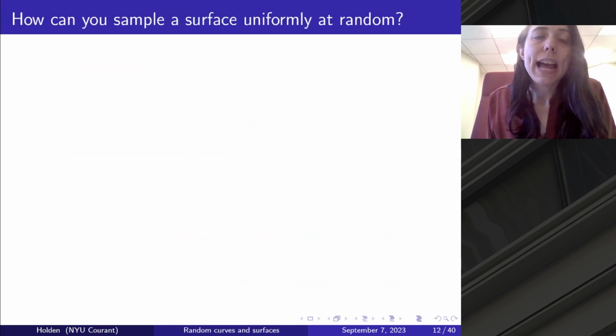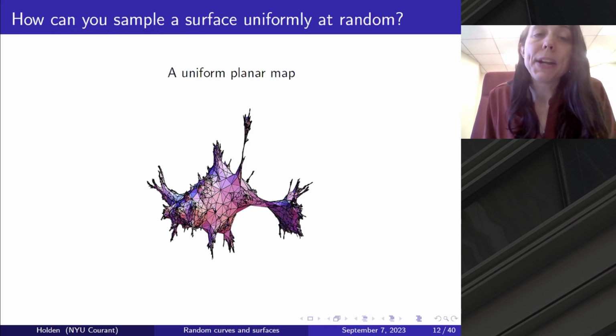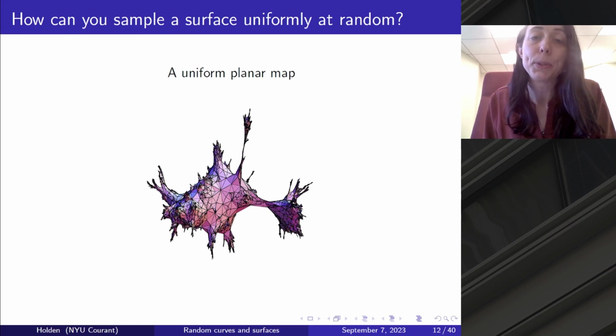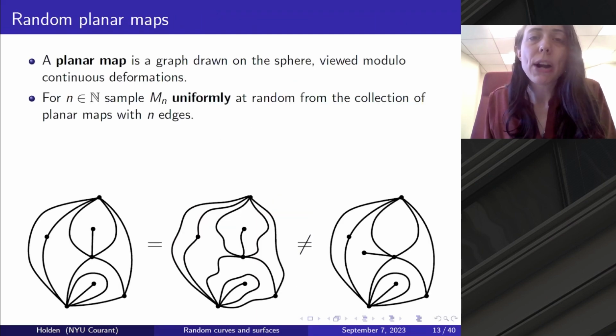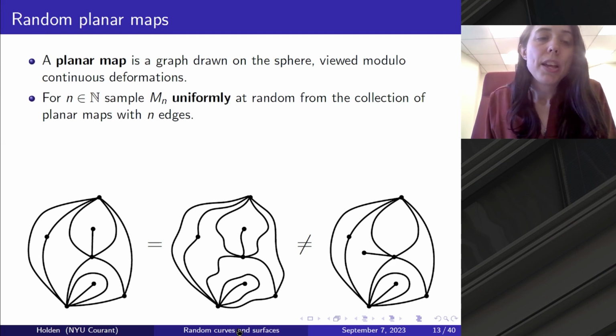Okay, so then we ask, how can you sample a surface uniformly at random? I want to argue that a natural answer to this question is to consider a uniformly sampled planar map. To be more precise, a planar map is a graph which has been drawn on the sphere, which is viewed modulo continuous deformations. So for example, in this figure, you can see 3 planar maps. And this planar map and this planar map are considered to be the same planar map, since one can get one planar map from the other by doing a continuous deformation.